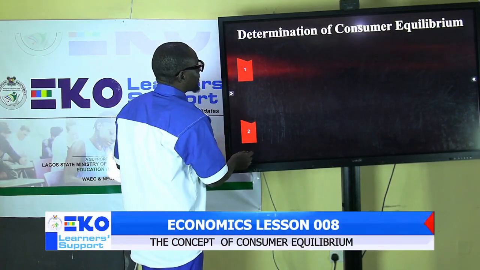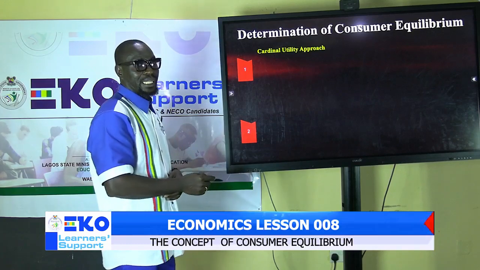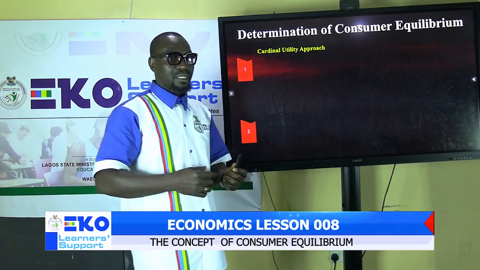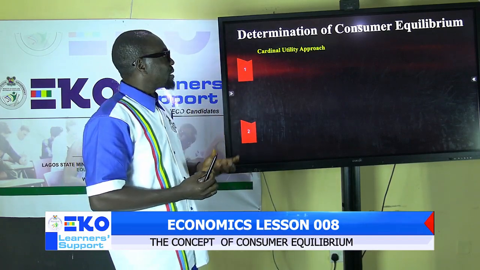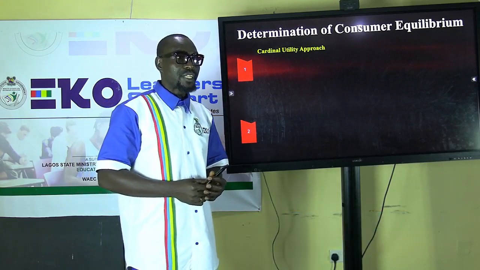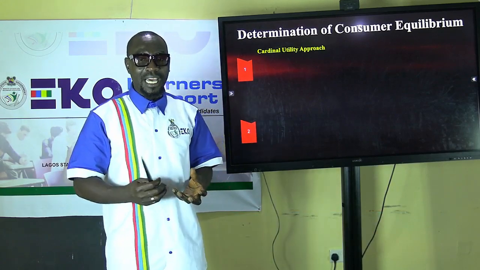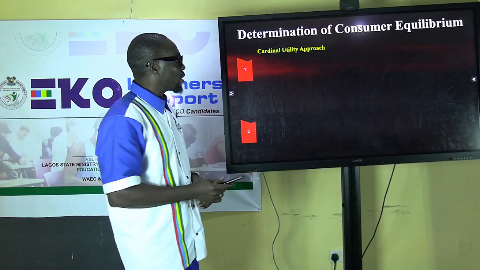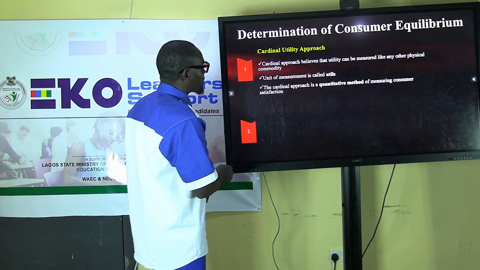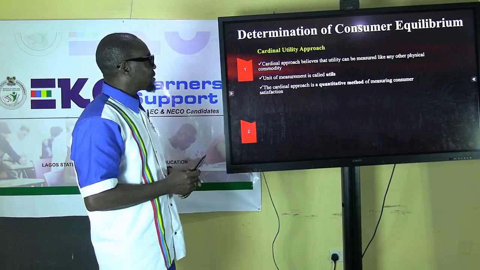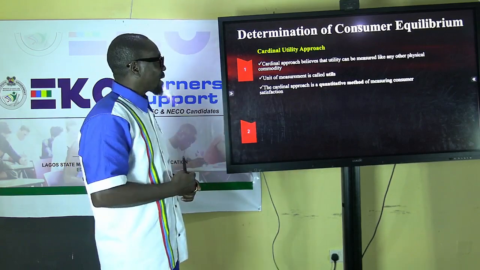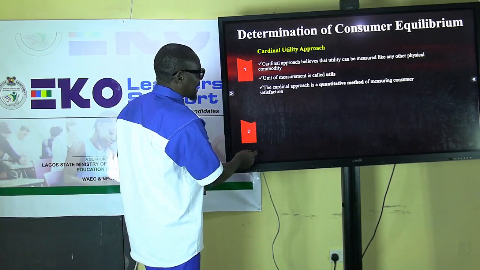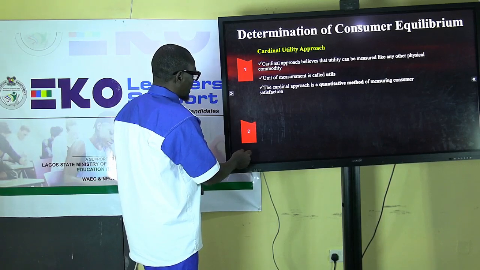Now, determination of consumer equilibrium, the cardinal approach. The cardinal school of thought state that utility is measurable in concrete terms, that you can assign concrete numbers to utility. So you can have utility 1, utility 2, utility 3 measured in a unit called utils. So the cardinal approach says that you can measure it like any other physical commodity, and that the unit of measurement is called utils, and this is referred to as the quantitative measurement of consumer satisfaction.